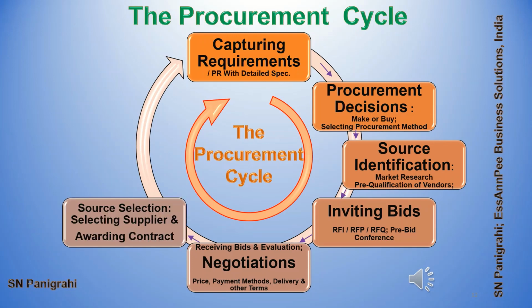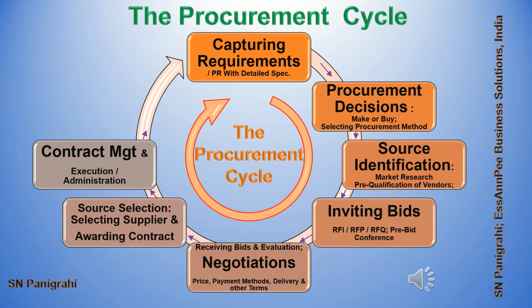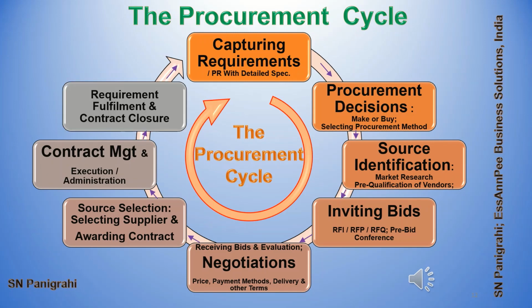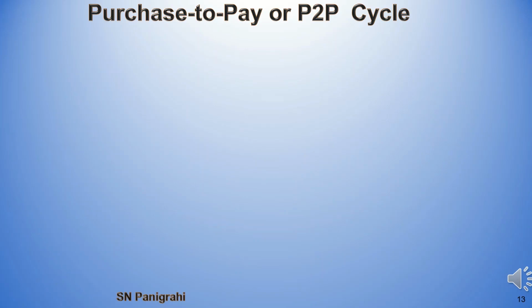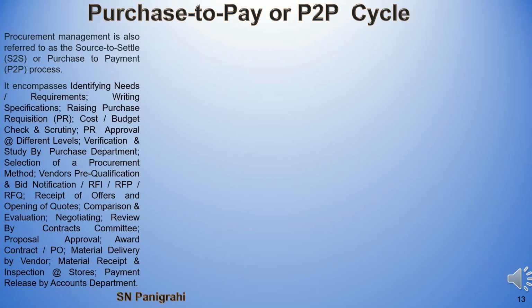Source selection, selecting supplier and awarding contract. Contract management and execution, administration. Requirement fulfillment and contract closure. Procurement management is also referred to as the source to settle (S2S) or purchase to payment (P2P) process.